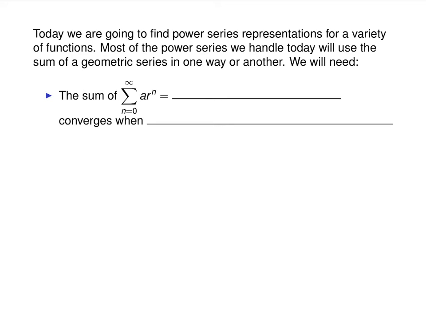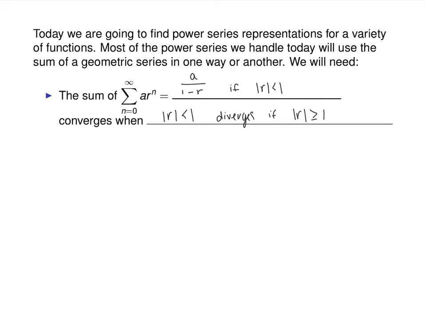So today we're going to find power series representations for a variety of functions, and most of the series we handle today are going to use the sum of a geometric series in some way or another. So we're going to need to remember that the sum from n equals 0 to infinity of a r to the n, the geometric series, is equal to a over 1 minus r if the absolute value of r is less than 1. That's when it converges, and it diverges if the absolute value of r is bigger than or equal to 1.